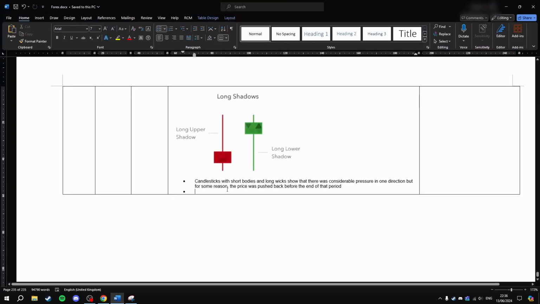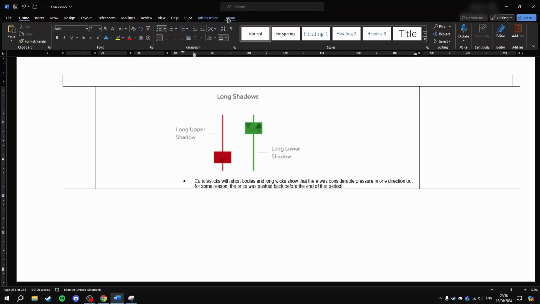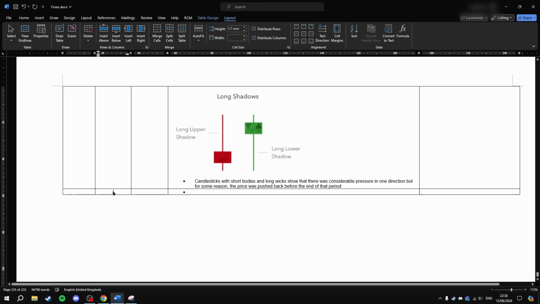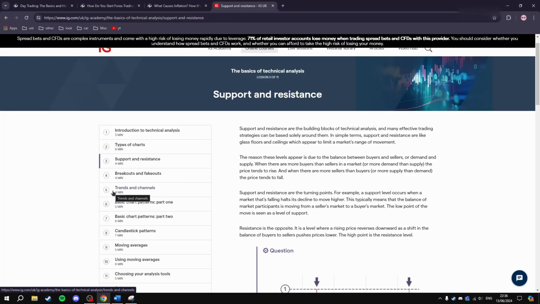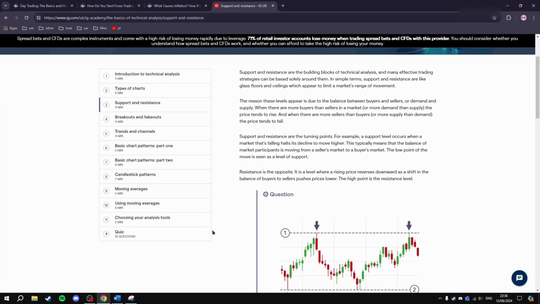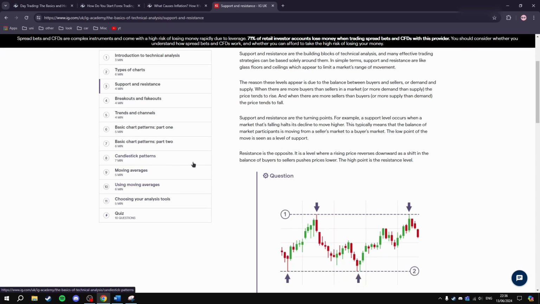Support and resistance. Support and resistance are the building blocks of technical analysis, and many effective trading strategies can be based solely around them. In simple terms, support and resistance are like glass floors and ceilings which appear to limit a market's range of movement.